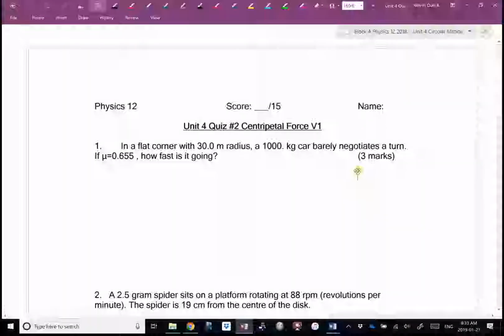Quiz number 2. In a flat corner with a 30-meter radius, this is not a banked corner, this is a flat corner, a car barely negotiates a turn. In other words, we're going to be right on the edge. How fast is it going?